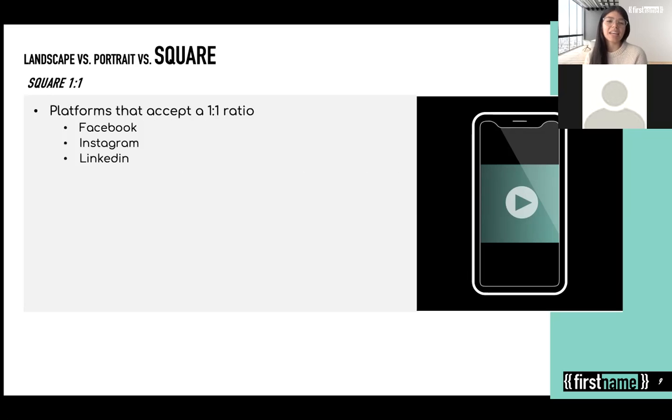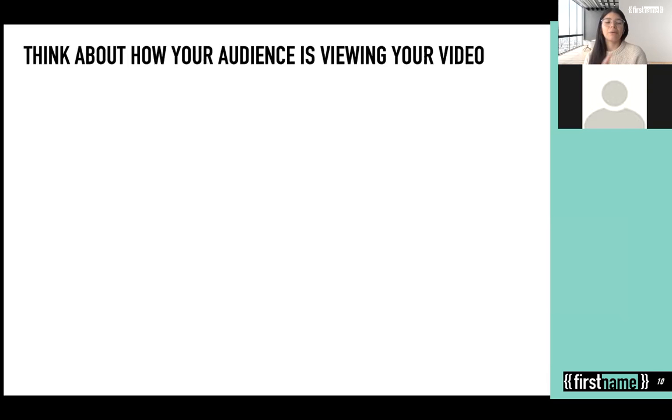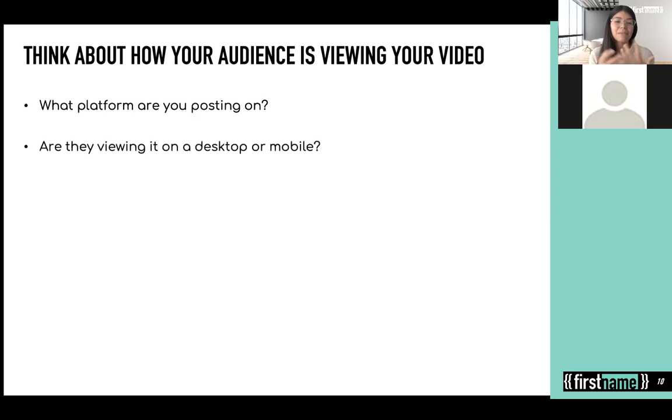And so platforms that accept a 1-to-1 ratio are Facebook, Instagram, and LinkedIn. And so again, when we're thinking about all of these different players, the percentage of people that are viewing content on mobile devices, what orientation looks best on mobile devices, things like that, we want to think about how your audience is viewing your video. So the first thing to think about is what platform are you posting on? And then think about, are they viewing it on desktop or mobile?